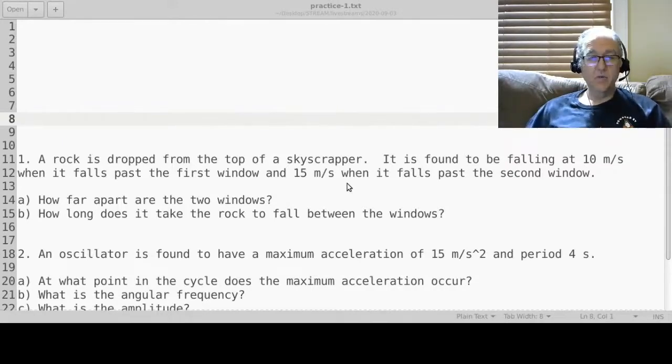All right, I'm going to ask you two questions. First question is, how far apart are the two windows? And the other one is, how long does it take the rock to travel from one window to the next? Okay, so there's our question, and let me just take a quick look at the chat here. All right, doesn't seem like anyone asked anything further.